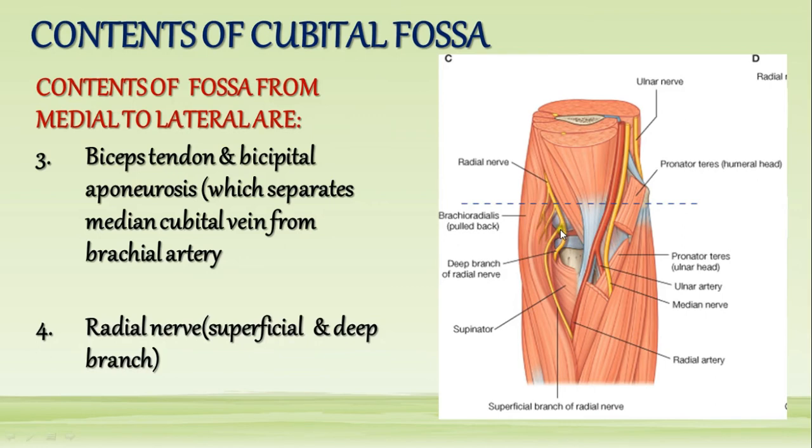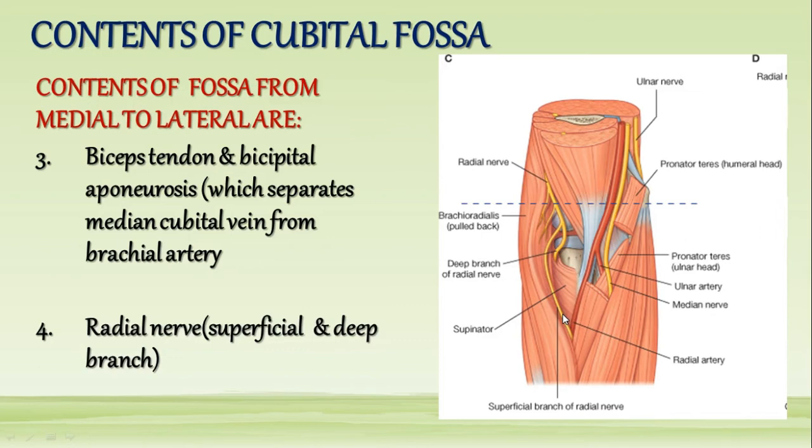Lateral to the biceps tendon, we can find a nerve. This is the radial nerve. The radial nerve passes from the arm in the region of the cuboidal fossa and it divides into two branches, a superficial branch of the radial nerve and a deep branch of the radial nerve. You can clearly see in the figure, this is the deep branch of the radial nerve and this is the superficial branch of the radial nerve.